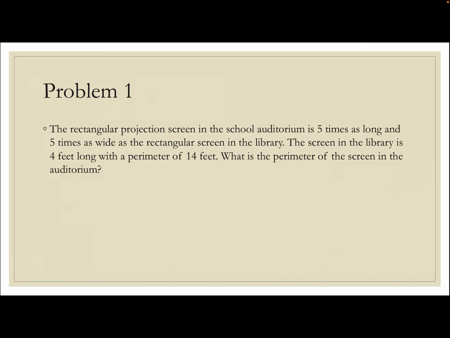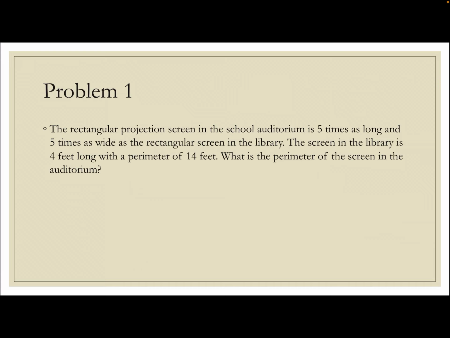So starting with problem number 1, the problem reads, the rectangular projection screen in the school auditorium is 5 times as long and 5 times as wide as the rectangular screen in the library. The screen in the library is 4 feet long with a perimeter of 14 feet. What is the perimeter of the screen in the auditorium?